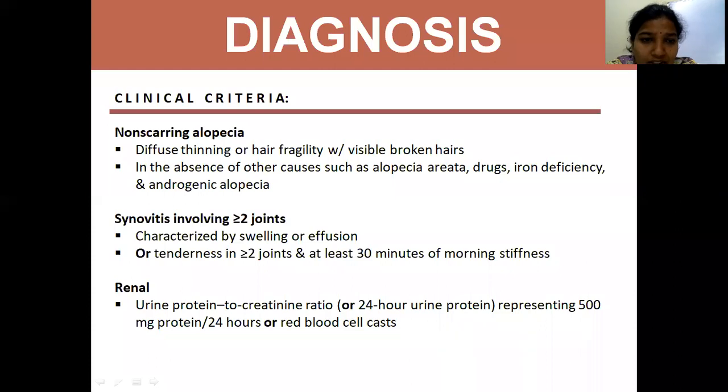Synovitis involving more than 2 joints, characterized by swelling or effusion, or tenderness in more than 2 joints, and at least 30 minutes of morning stiffness. Renal, urine protein to creatinine ratio representing 500 mg protein per 24 hours, or red blood cell casts.